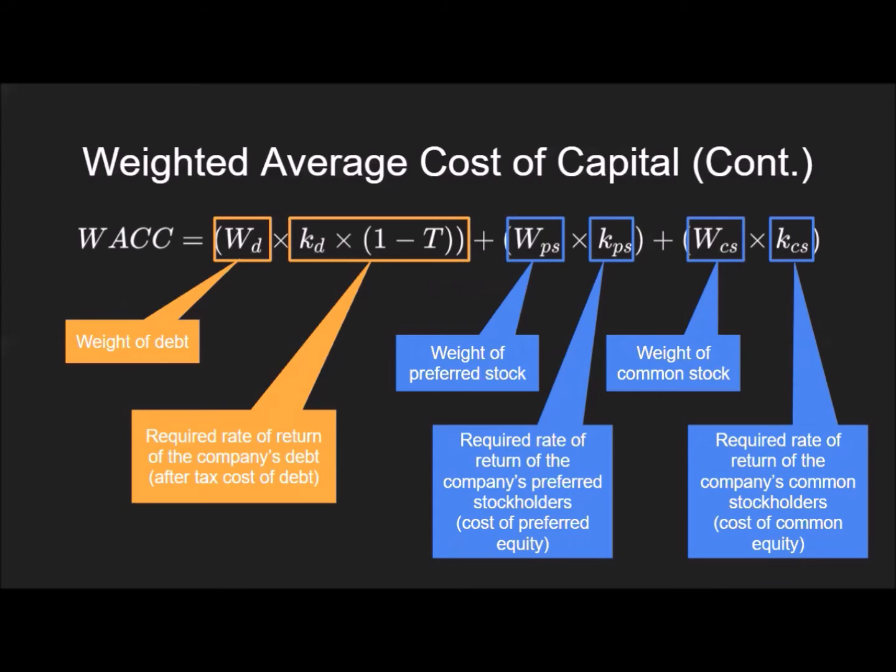WPS is the weight of preferred stock. KPS is the cost of preferred equity capital. It is the required rate of return of the preferred stockholders. WCS is the weight of common stock. KCS is the cost of common equity capital. It is the required rate of return of the common stockholders.